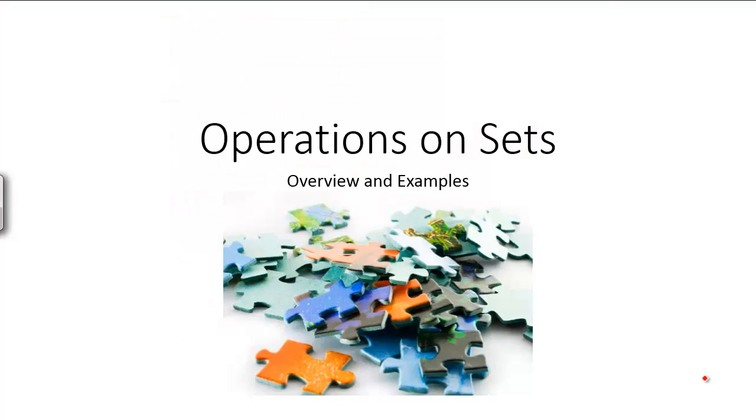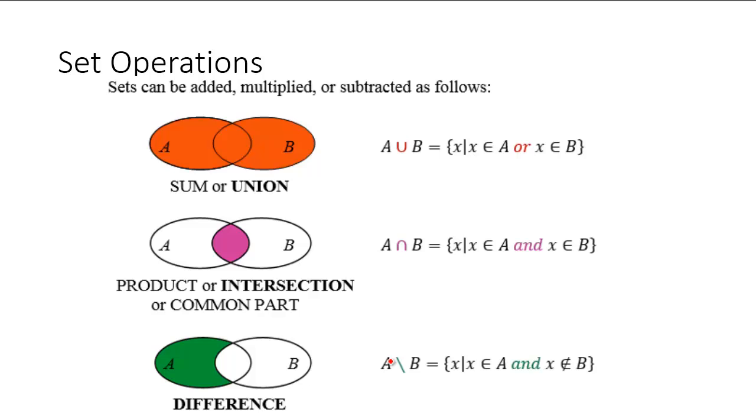This lesson gives an overview and some examples of operations on sets. Sets can be added, multiplied, or subtracted. You can take the sum or union, U for union. Think of everyone being welcome. So everything in A, everything in B, and everything that's common is included. So union tells us that everything in A or everything in B.